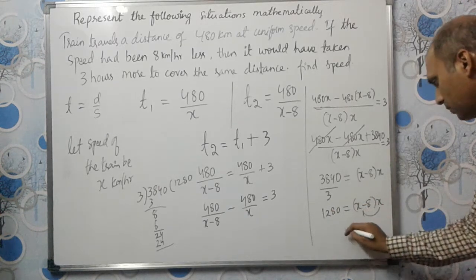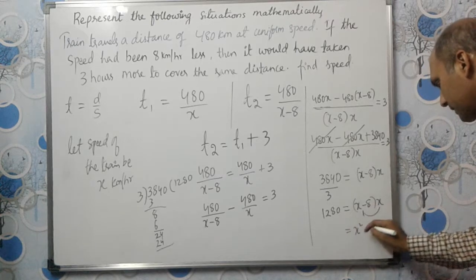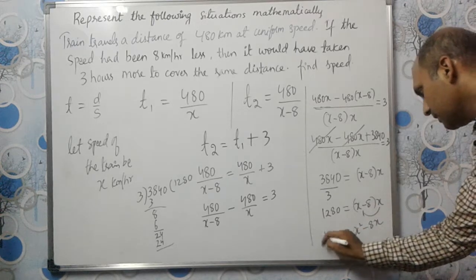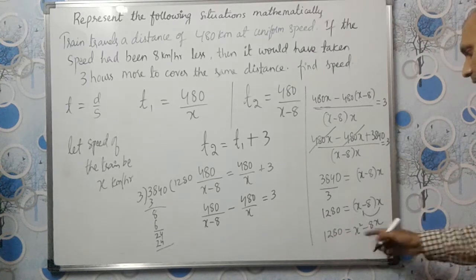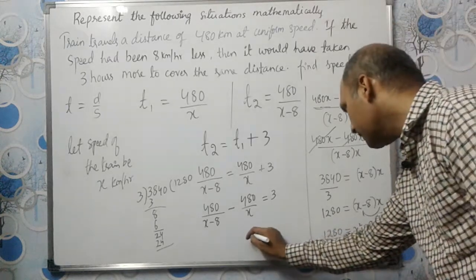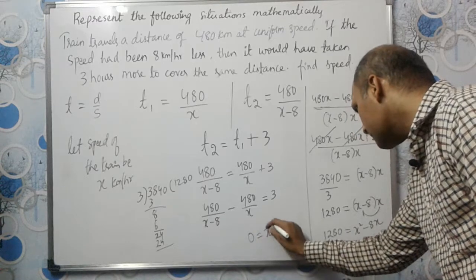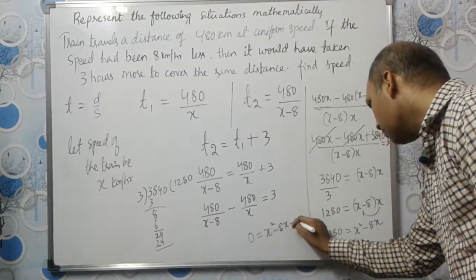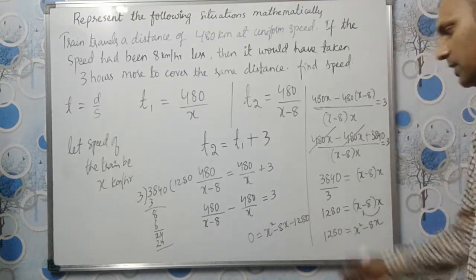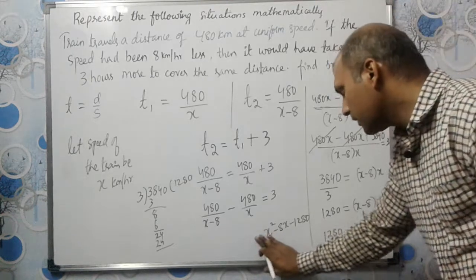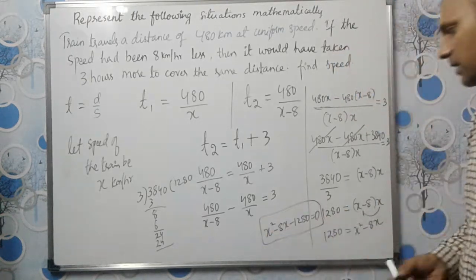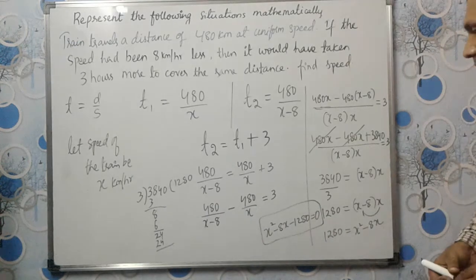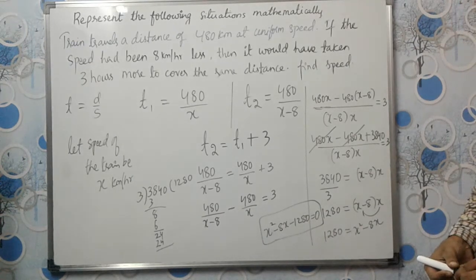Multiply this, x into x is how much? x square. x into 8 is minus 8x. This is 1280. Or you can send this 1280 on the other side. So I am writing it here. 0 is equal to x square minus 8x minus 1280. So this is the equation. You can write this is equal to 0 this side. So this is the required equation: x square minus 8x minus 1280 is equal to 0.